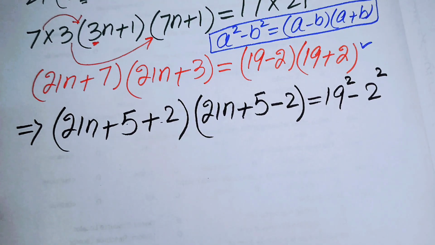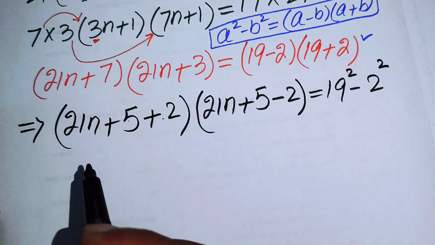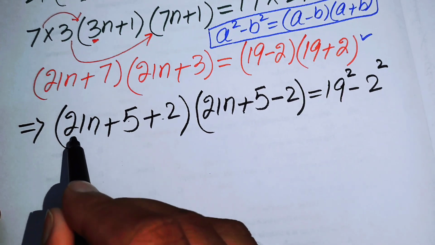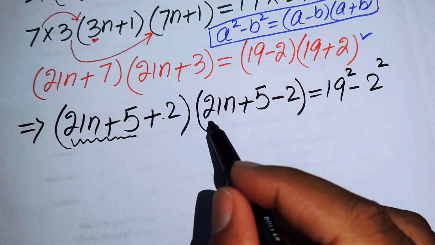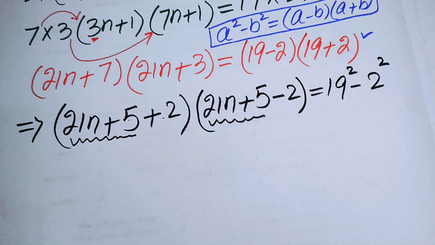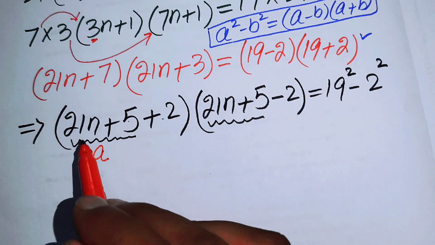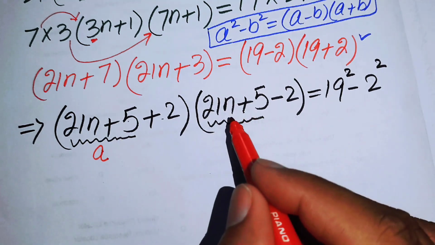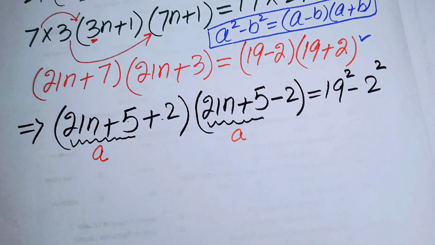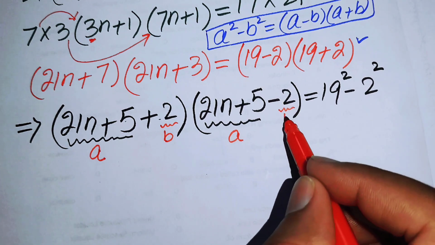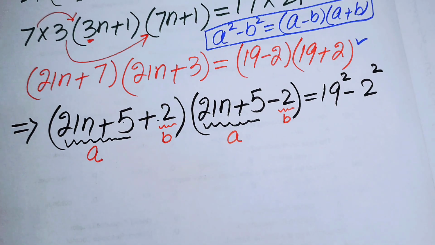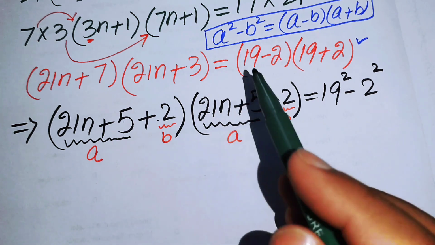After this step you can see that here we have 21n plus 5, this is the first term. I can name it as a. Similarly, here you have again 21n plus 5, so I can name this as a. If 21n plus 5 is a, then this 21n plus 5 is also a. And here you have 2, I can name it as b. Here again you have 2, I can name it as b. Now we can again use this nice identity.